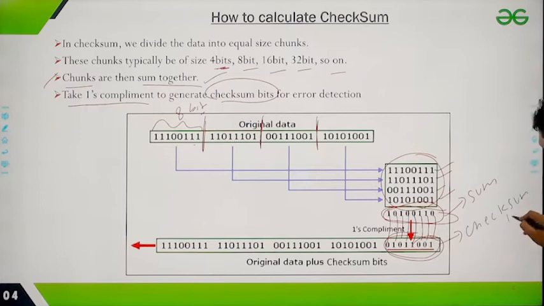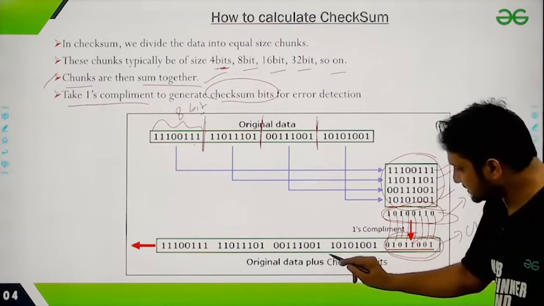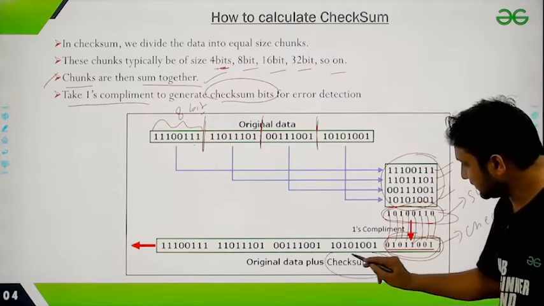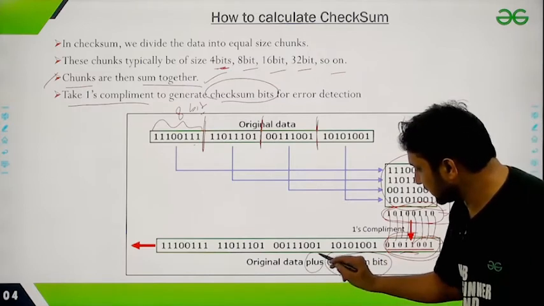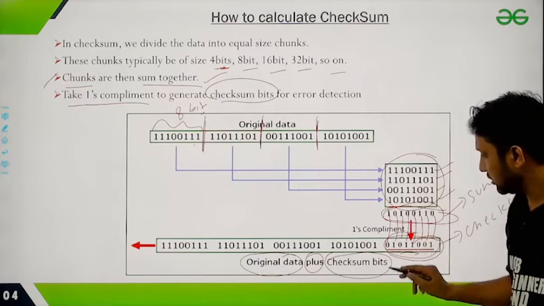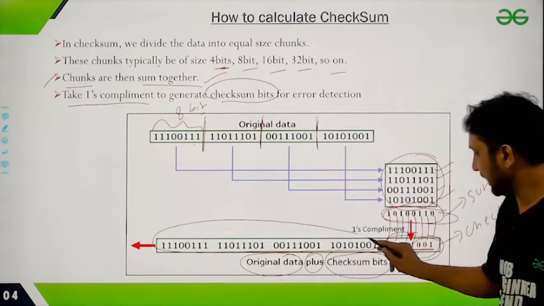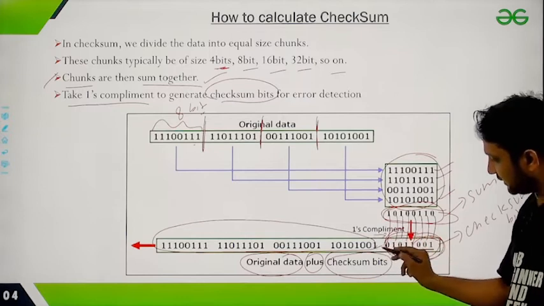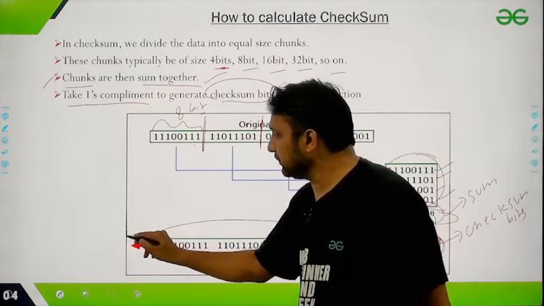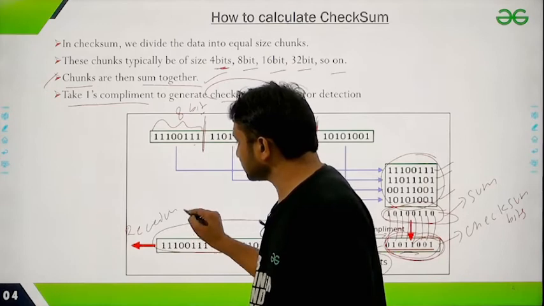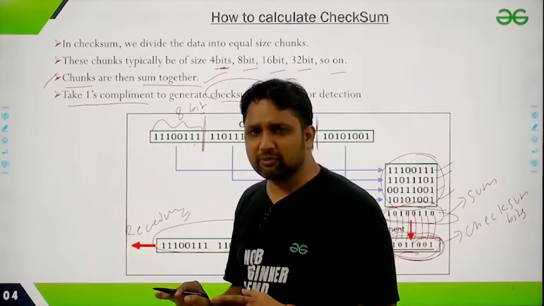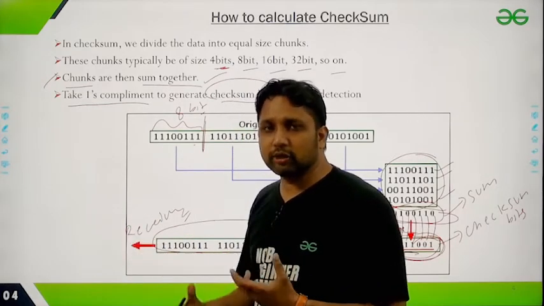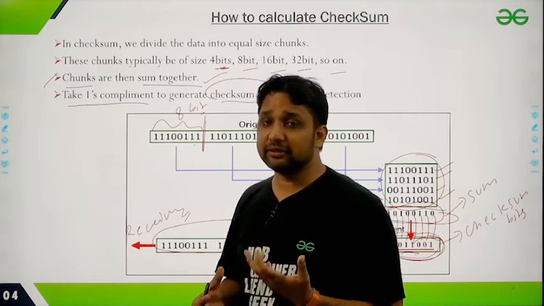These checksum bits are added to the original data. The checksum bits are appended after the data and this is sent to the receiver. Then the receiver performs some operations and finds out whether there is an error in the data or not.